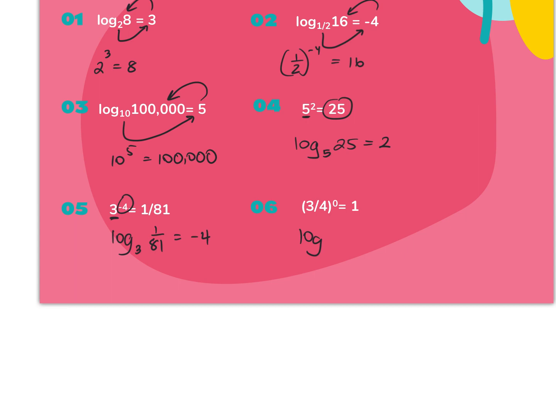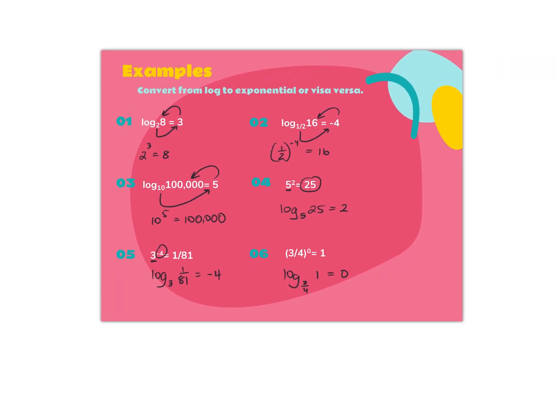So again, I know I did it correctly. Anyway, here my base is 3/4. 1 is my solution, and 0 is my exponent. So that's how I write it. And again, 3/4 to the 0 power is 1. Anything to the 0 power is 1. And so that's how we go from logarithmic to exponential and exponential back to logarithmic.